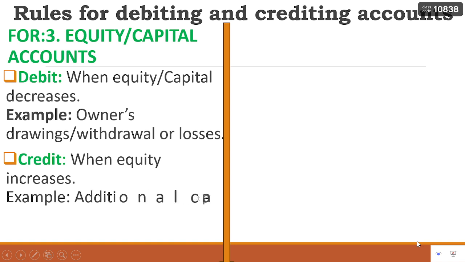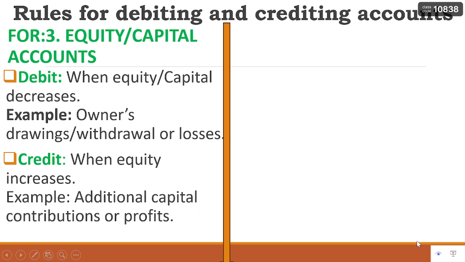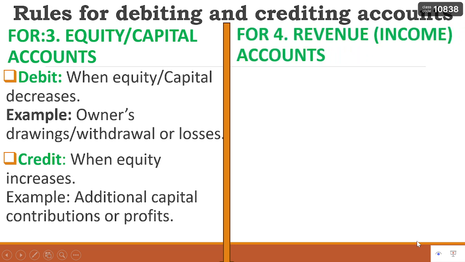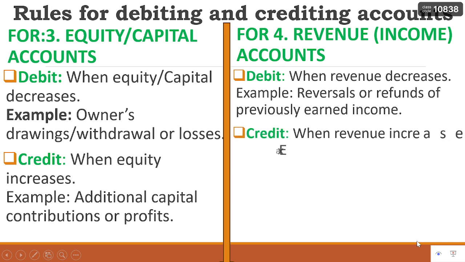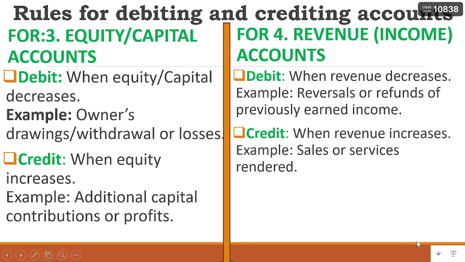You credit when equity is increasing. An example is an additional capital contribution or profit. If you are partners and you are adding capital contributions, or it is a retained profit, you have to make sure you have credited the equity account, because you are increasing your equity or capital. For revenue and income accounts, you debit when revenue decreases and credit when revenue increases.